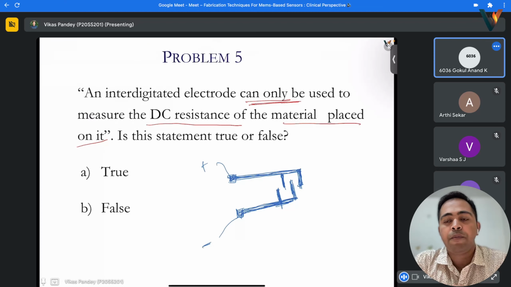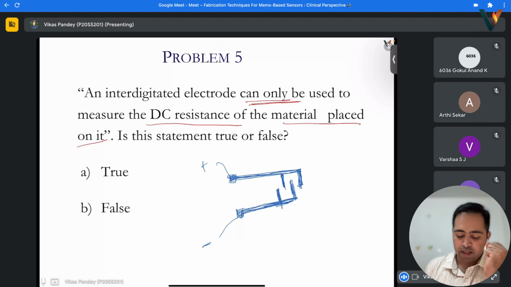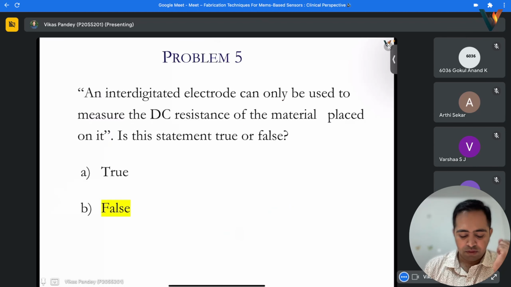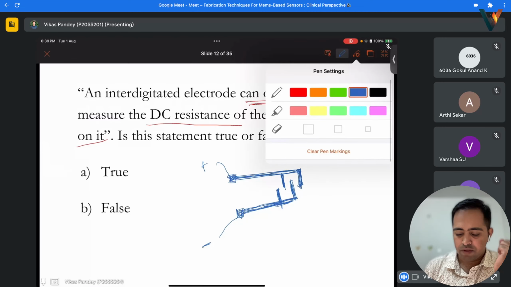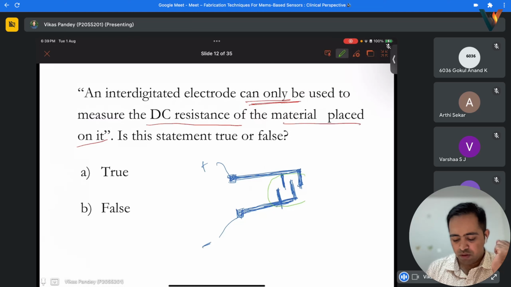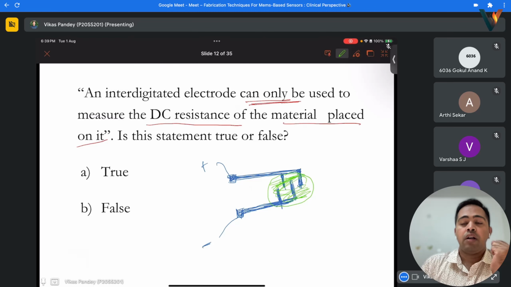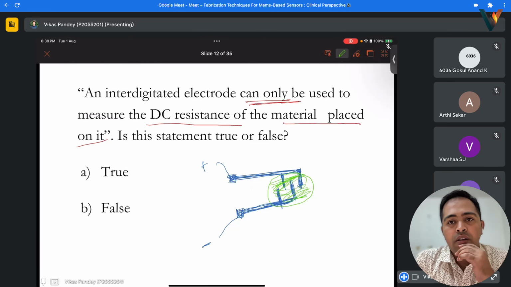No. Why? There is a gap. Okay. Now, suppose we put a material over it, say we put some biomolecule or some solution over it. Okay. Now, will there be some current?